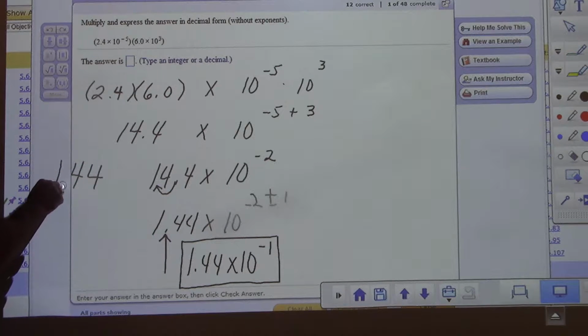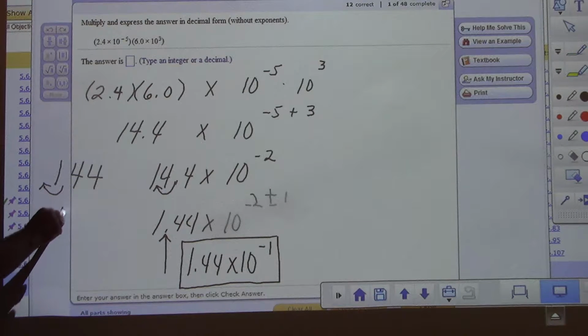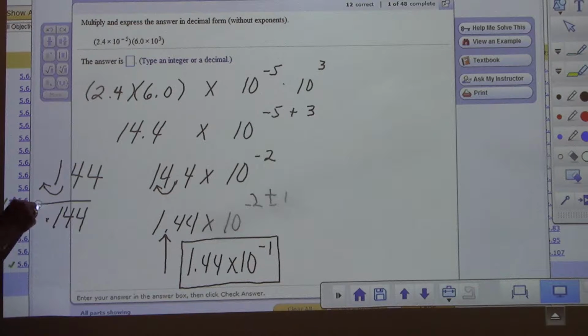Y'all know what enunciate means? It means speak plain. Y'all were mumbling. I heard 1, 4, 4.